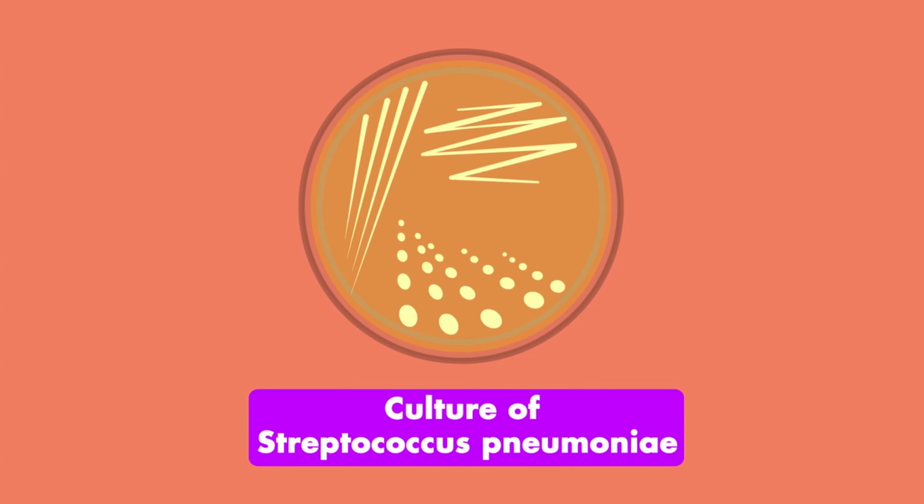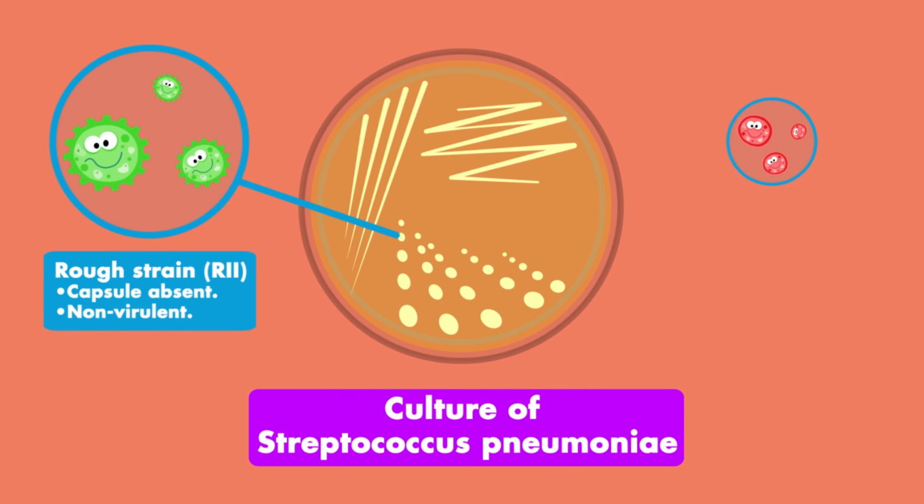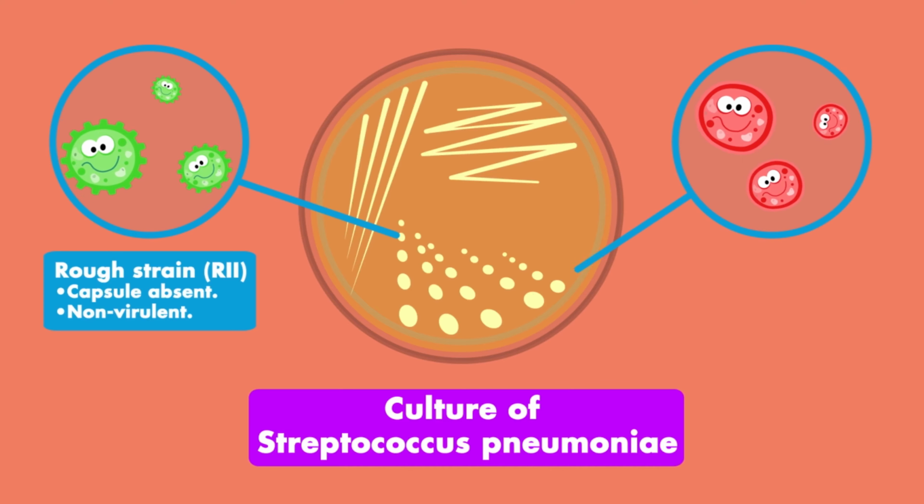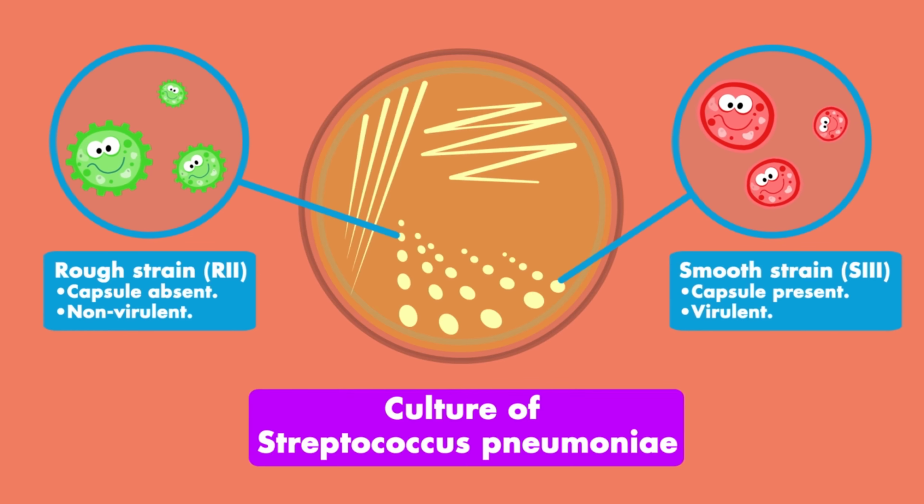This experiment was performed using a bacteria, Streptococcus pneumoniae, and mice as test organisms. He worked on two strains of this bacteria, the R2 strain, also called the rough strain, and the S3 strain, or the smooth strain. The R2 strain lacks a capsule and does not cause disease, while the S3 strain of the same bacteria is encapsulated and causes disease. So let's see how this experiment was performed.